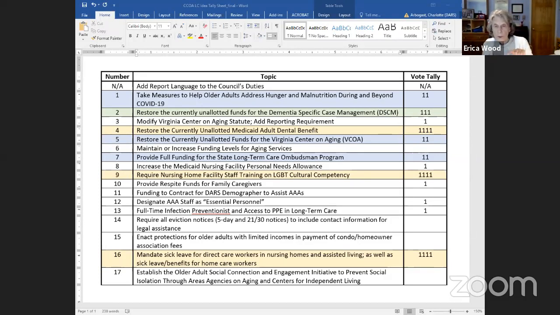And I just wanted to point out how that relates to item number 1, measures to address hunger and malnutrition, because without good dental care, you'll have many more problems with malnutrition of older people. So there's definitely a connection there.